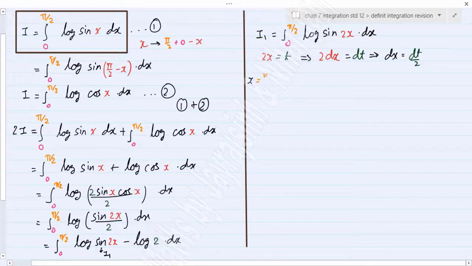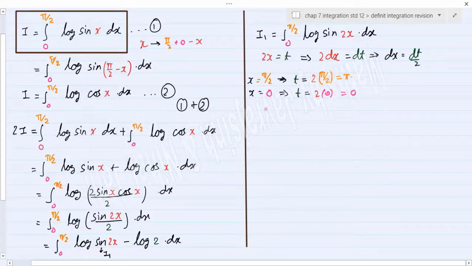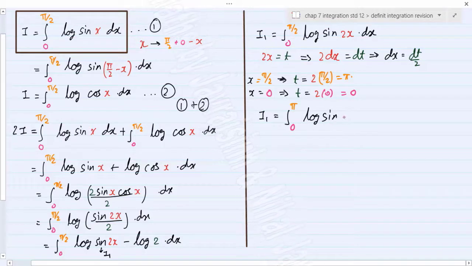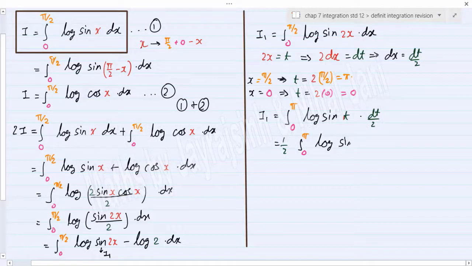Upper limit of x is pi by 2. So the value of t is 2 times pi by 2, or we can say pi. Similarly, your lower limit is 0. So your t must be 2 times 0, or we can say 0. So your I1 can be modified as integration 0 to pi log sin t dt by 2. So this 1 by 2 will be taken outside. We will get integration of 0 to pi log sin t.